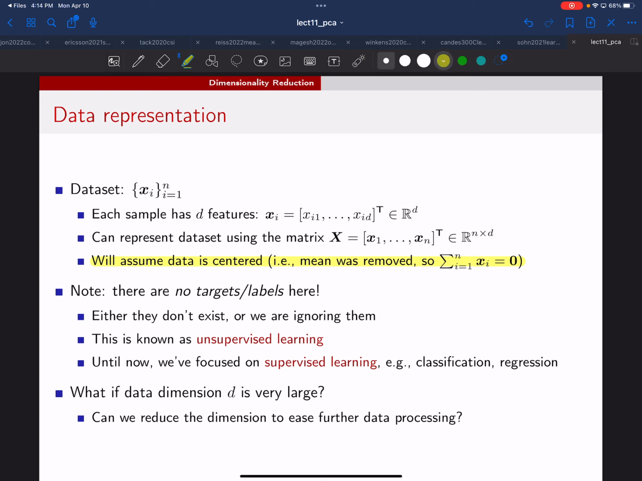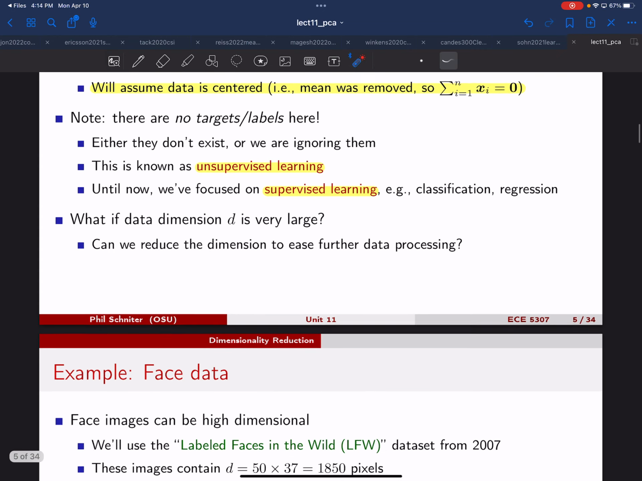And this is known as unsupervised learning, in contrast to what we've done before with supervised learning, where you have features and labels and you try to predict the label from the feature. You try to design some system that does that, for example, classification or regression. But we're doing something different now. We don't have any labels. And so the main question again is, what can we do if the data dimension D is very large? Is there some way we can reduce the dimension without losing too much information to help with further data processing?